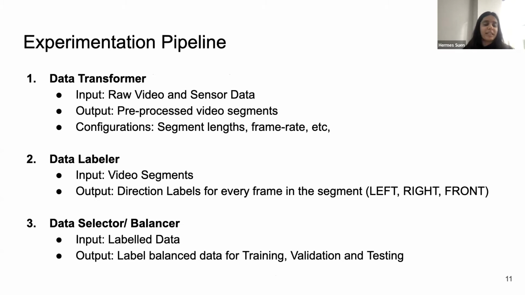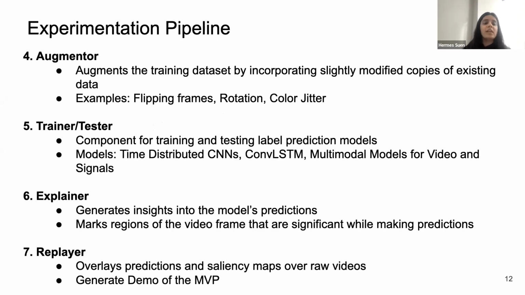So diving deep into the experimentation pipeline, the first module that we have is the data transformer module. This takes in raw video and sensor data, and some of the configurable parameters for this module are segment length of the video and frame rate. This module pre-processes the video segments and gives it to the data labeler. This module labels the data for every frame in the video as either left, right, or forward. And then the output from this module is passed to the data selector, which balances data for training, validation, and testing. This data is passed on to the augmenter, which augments the training data set.